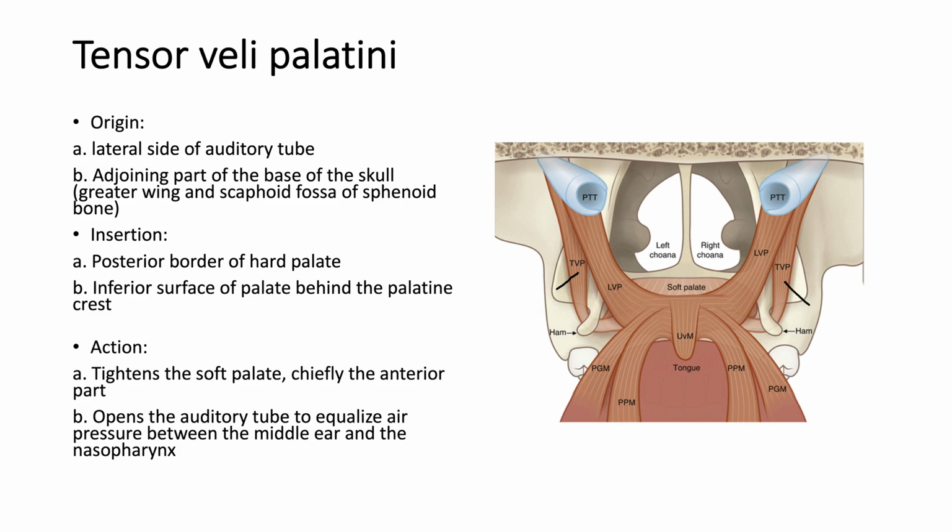Its action is to tighten the soft palate and it opens the auditory tube to equalize the air pressure between the middle ear and nasopharynx. This normally happens when all of a sudden your ear pops when there is a change in air pressure or change in altitude. This happens because of the action of tensor veli palatini.